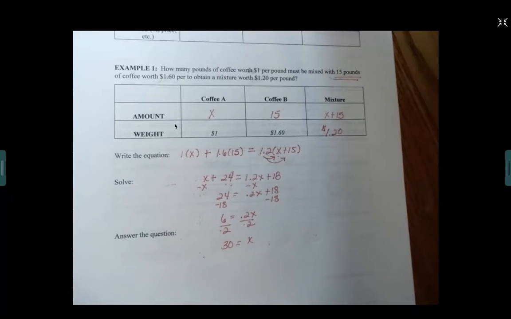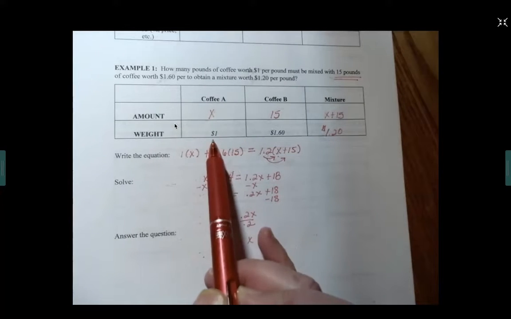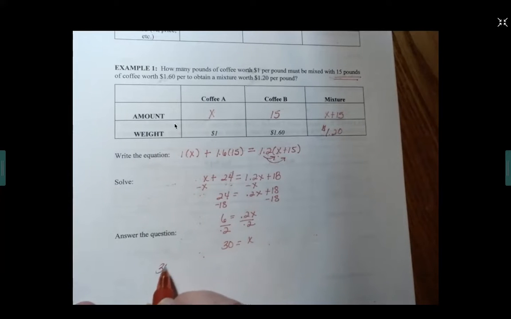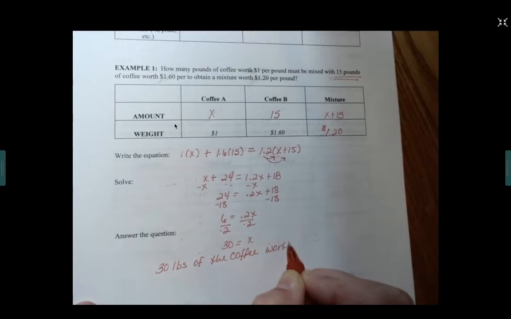Now the last step is probably the most important step. You must go back and answer the question. Just because you found x, that doesn't mean you've answered the question. Our question was how many pounds of coffee worth $1 must be mixed with the 15 pounds of coffee worth $1.60. Our x represents the amount of coffee A, which was $1. So we would say 30 pounds of the coffee worth $1 should be mixed with the other coffee in order to obtain the desired solution.